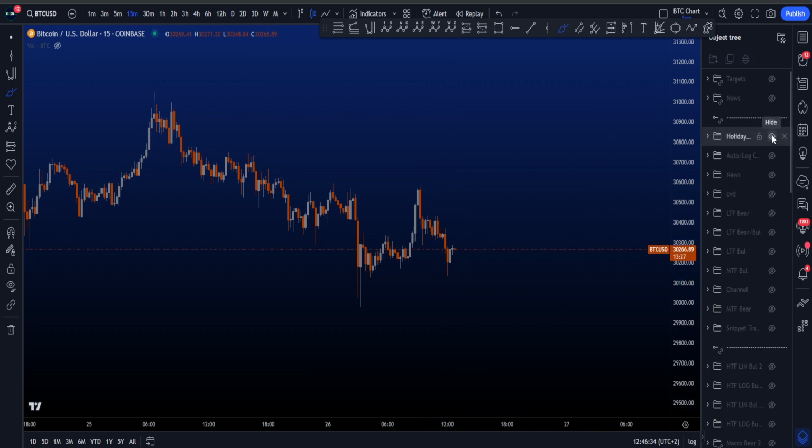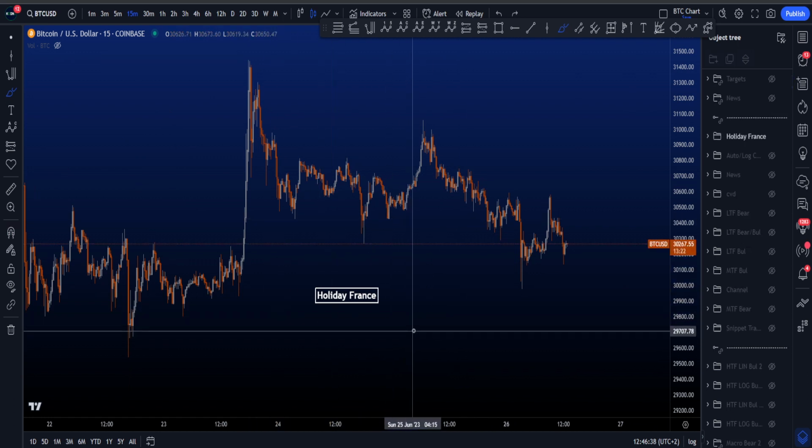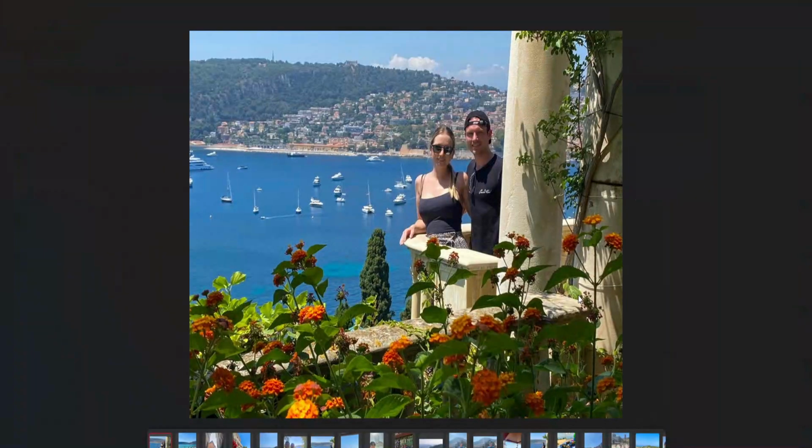And then finally, I just came back from my holiday in France, and I want to show you at least a couple of pictures and take you along the ride. So for the people that were here strictly for the price action content, Elliott Wave, that was it. And then if we look at my holiday, I want to show you some pictures.